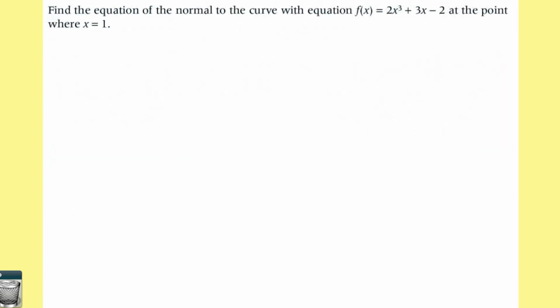Okay, so now let's do it for a normal. We want to find the equation of the normal, so let's start by finding the tangent. First thing, we're going to need a point, right? We know when x is 1, so let's find the y value. Plugging in 1 into our original equation, we get 2 plus 3 minus 2, so just 3. So now that means the point (1, 3) is on all of our graphs: on the original equation, on your tangent line, and your normal line.